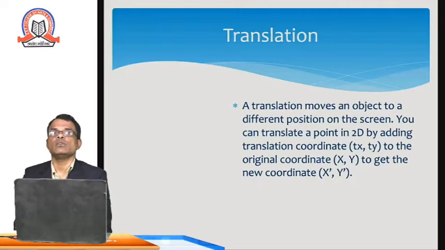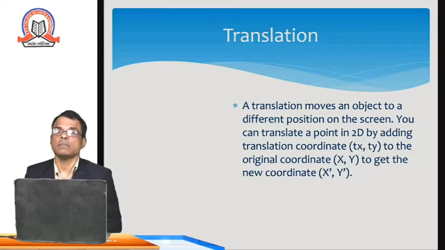First, we will try to understand what is meant by translation. A translation moves an object to a different position on the screen. You can translate a point in 2D by adding translated coordinates tx, ty to the original coordinate x, y to get the new coordinate. What does it mean? Basically, translation means we have to move an object from one place to another place. How are we going to do that?